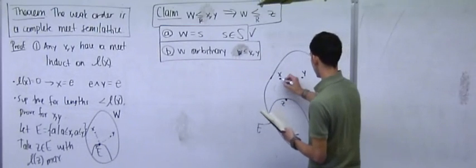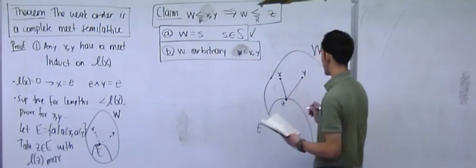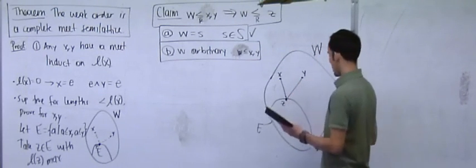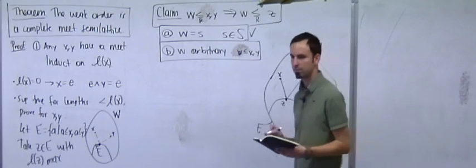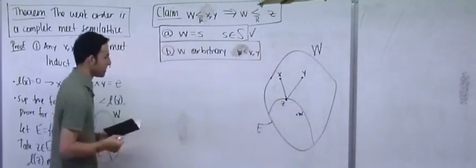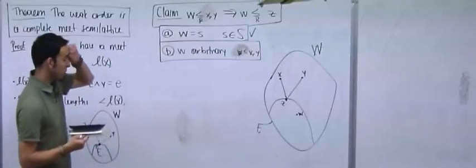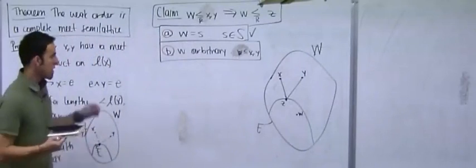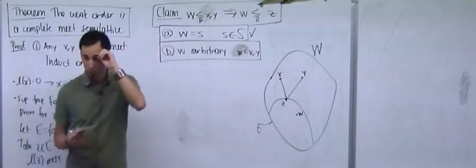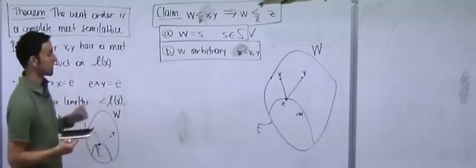So V is less than x, V is less than y. And I'm just taking some W that lives inside here. Okay. And what I would like to prove is that W is less than Z. Less than or equal to Z. And the way I would like to do it is by induction. Okay. By induction on the length of x.